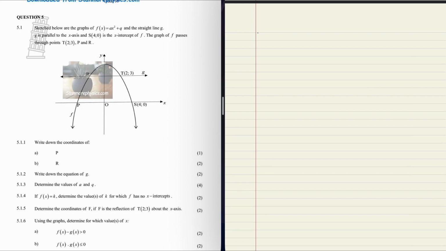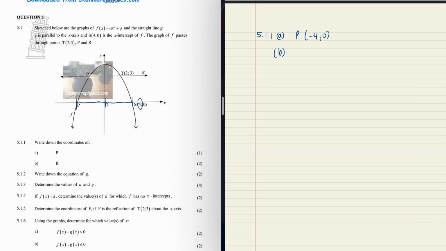5.1.1(a): write down the coordinates of P. P is going to be, now because this is a parabola, parabolas are symmetrical. So if the distance from here to here is 4, it means that the distance from there to there will also be 4. Since P is on the negative x-axis side, the coordinate for P is going to be (-4; 0).